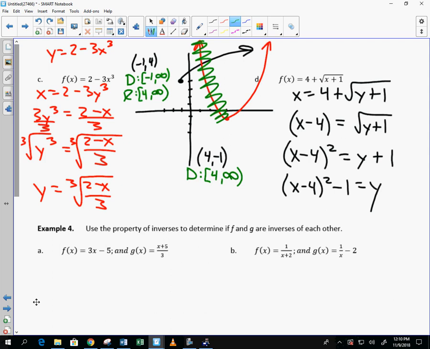Well, that's just the red part, right? So there you have it. That's our inverse. It's that quadratic with that domain. You had to restrict the domain because look at what you produced. Here's a hint you have a problem. Look at what I produced.